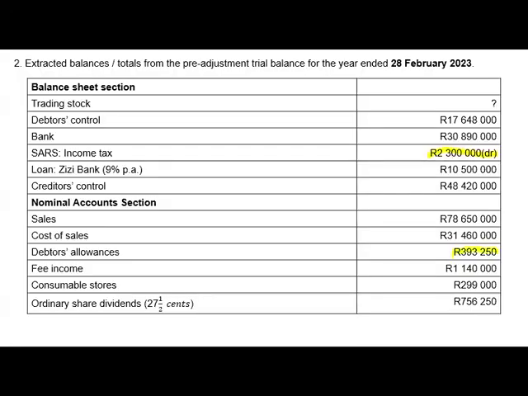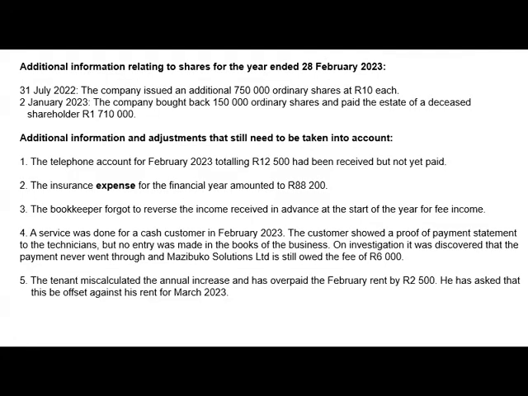And they gave us fee income, which is 1,140,000. They gave us consumable stores. They gave us ordinary share dividends. These are interim dividends. If I was asked for retained income, I was going to write them under interim dividends in my retained income note. Note that. Good. So basically I've recorded everything here. Let's just go to our additional information.